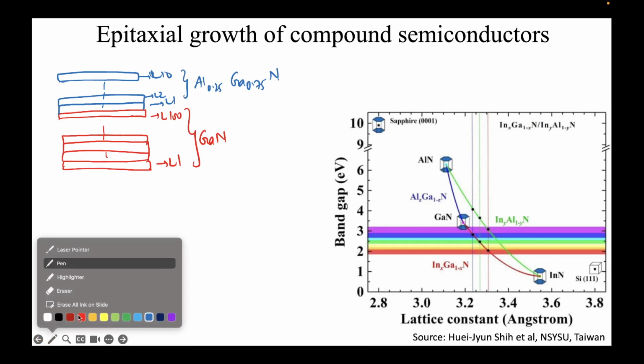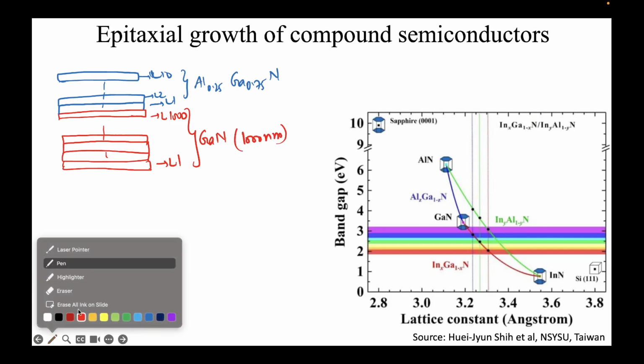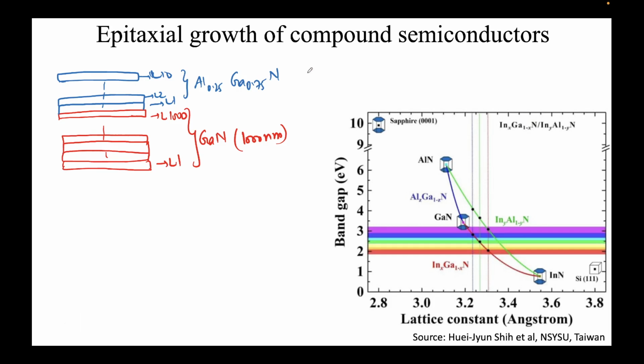So Al0.25Ga0.75N. This is how it's going to look. Let me be more aggressive here, and let's say these are 1000 layers of gallium nitride and 10 layers of, let's say, aluminum gallium nitride. So total thickness would become 1000 nanometers or 1 micron of gallium nitride, and for the AlGaN it will be 10 nanometers. Each layer, each rectangle, is 1 nanometer in height.